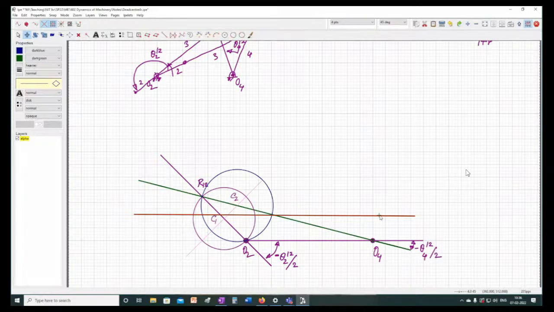So maybe this is how much we have rotated. If we take it 14 point half, 14 point half, so 28, 29 degree.